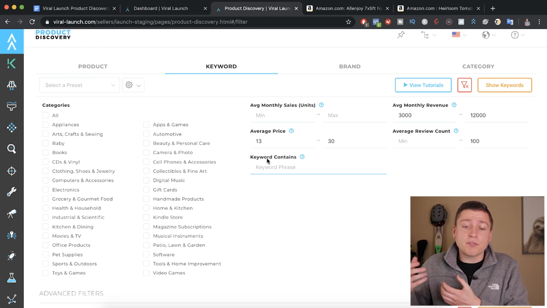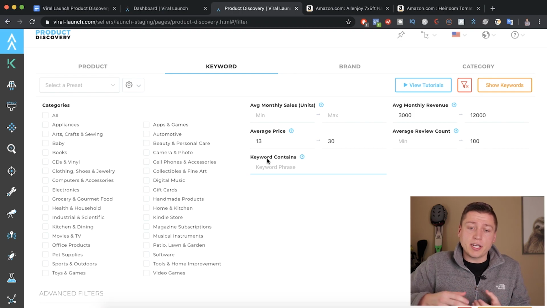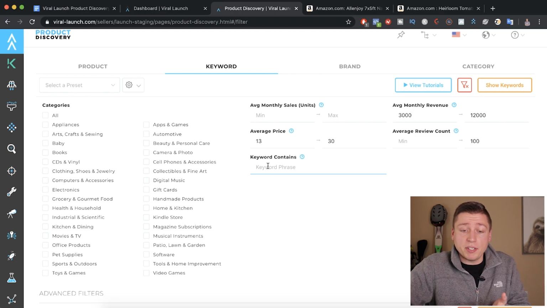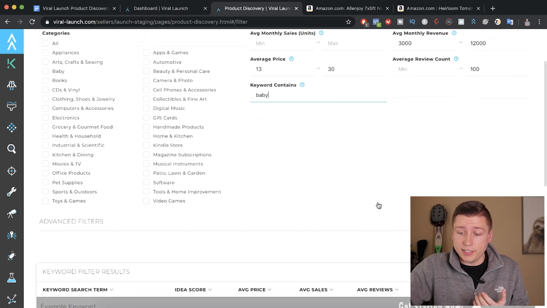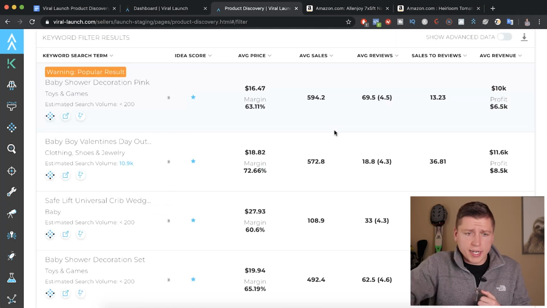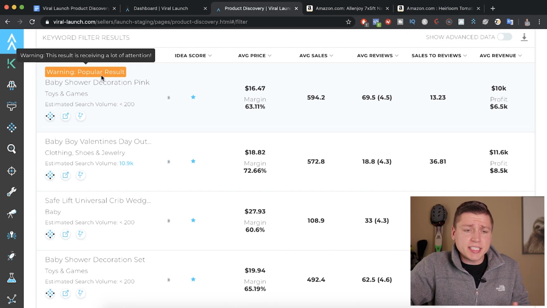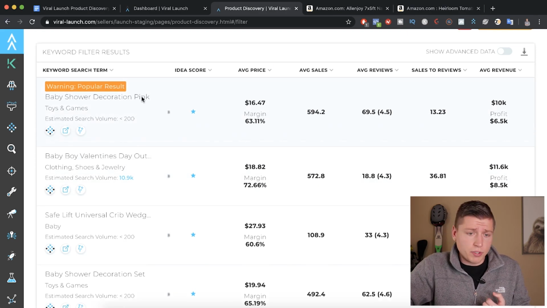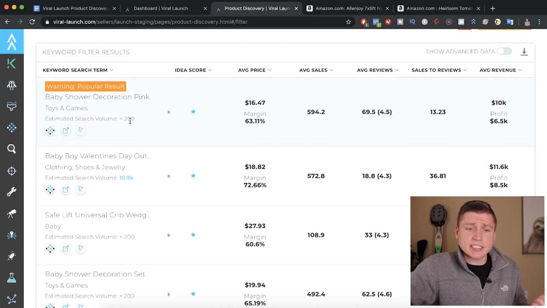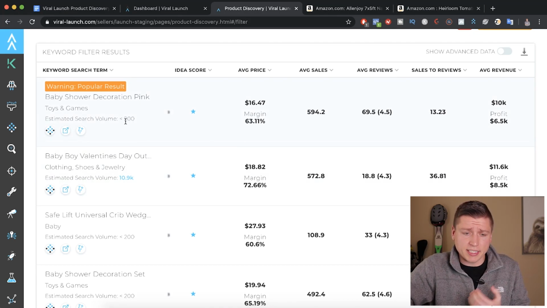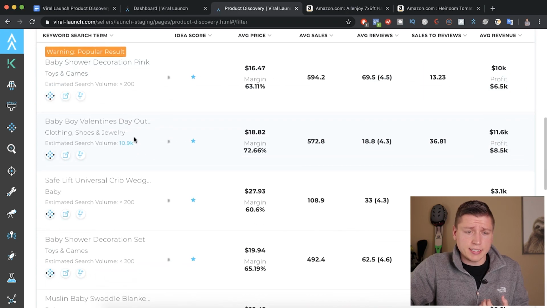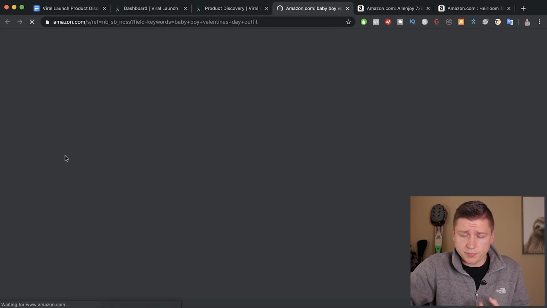We can even put keyword phrases into this, that way we find ones we really want to find, like that baby bath towel. So I put baby in keyword phrases right here, and then I can start finding other cool ideas. I can hit show keywords here. And again, we get this popular result, which you see a lot of on the first pages, right? That's why I say go to page 10, page 20. We can see monthly volume right here. This is less than 200 searches per month, so I don't care about this. I don't want anything to do with this. 10,000 searches right here, so that's great. So let's hit this guy right here.